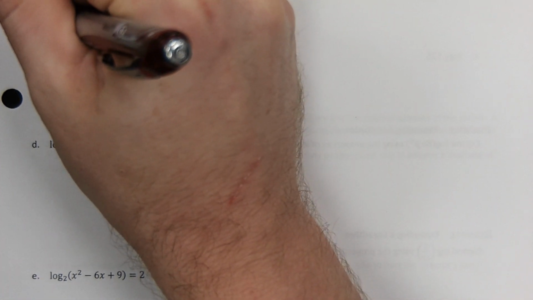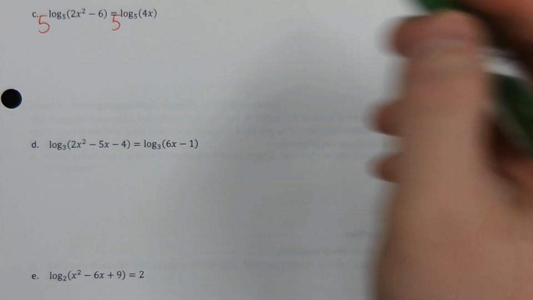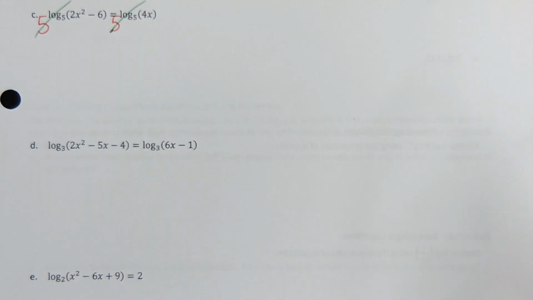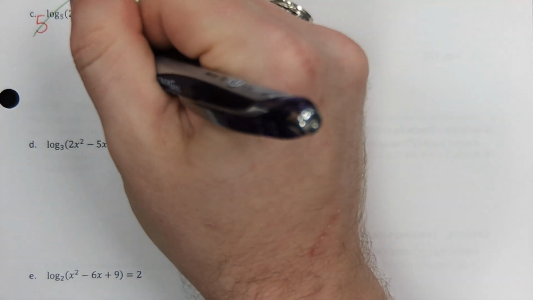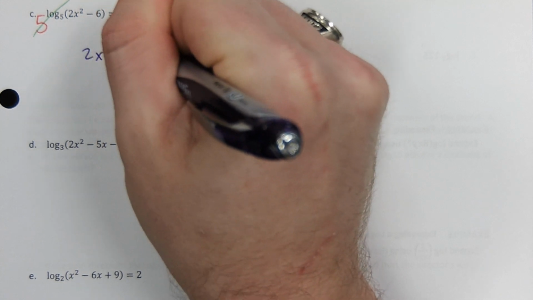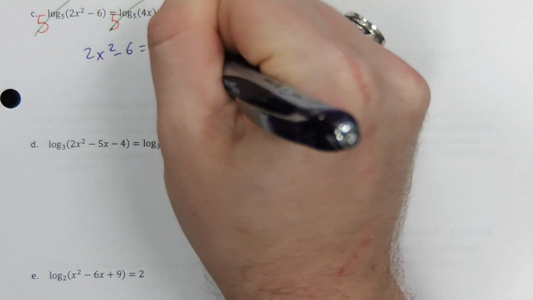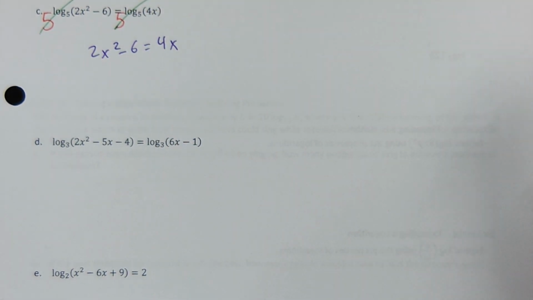So we use an exponential base 5 here, and exponential base 5 here, and the log base 5s and exponential base 5s cancel each other out. That leaves me 2x squared minus 6 equals 4x. Yay, a quadratic. Yay! I love quadratics.